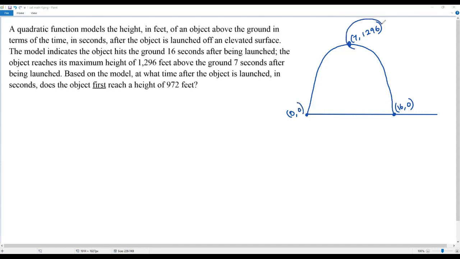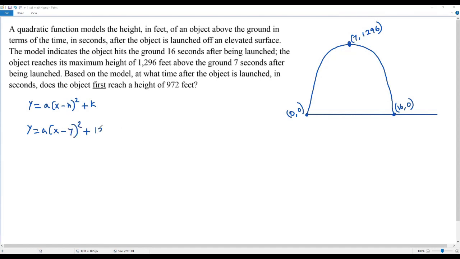Since we have the vertex of the parabola, we can write the quadratic function in vertex form. That is y equals a times (x minus h) the whole square plus k. Here h is the x coordinate of the vertex and k is the y coordinate of the vertex. Then we get a times (x minus ...). So here the x coordinate of the vertex is 7. We can plug in 7 for h over here. And k is the y coordinate of the vertex.